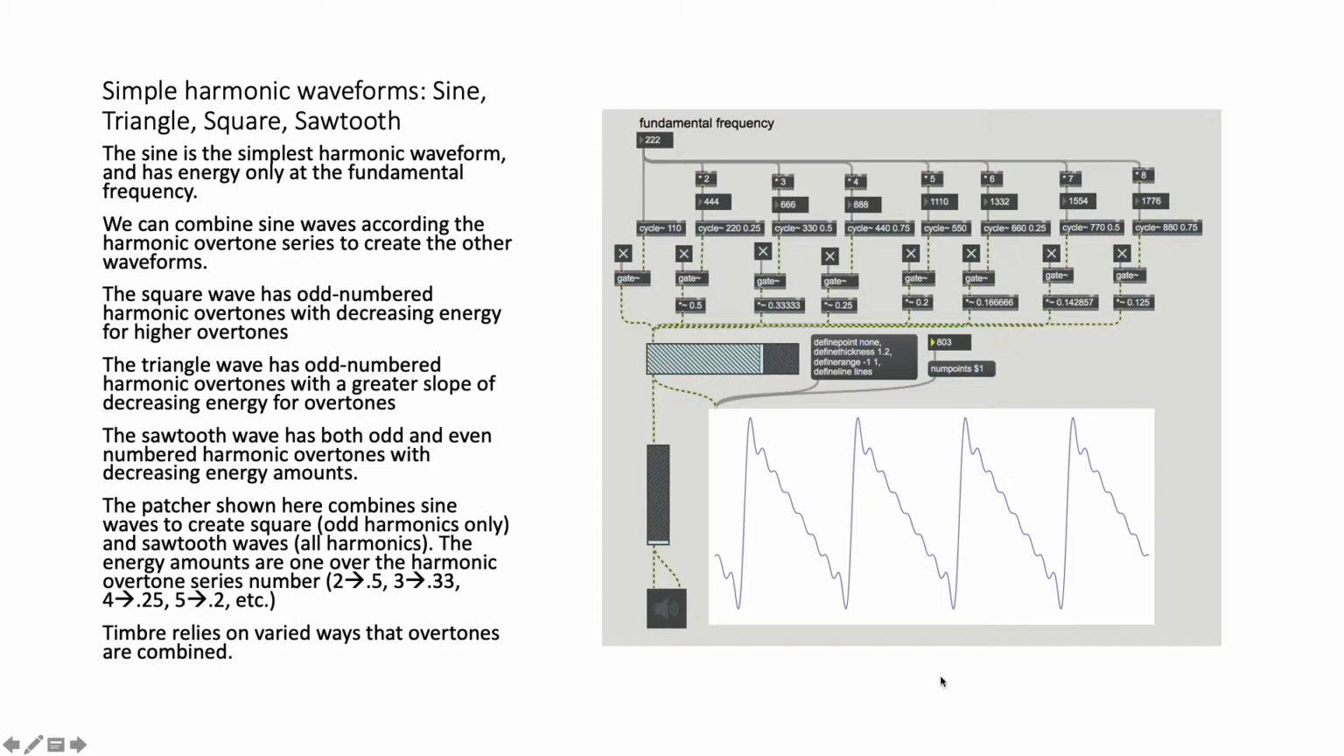This Max MSP patcher allows us to create sawtooth waves and square waves. We create the sawtooth wave by including all the harmonics, and we create the square wave by including only the odd harmonics.